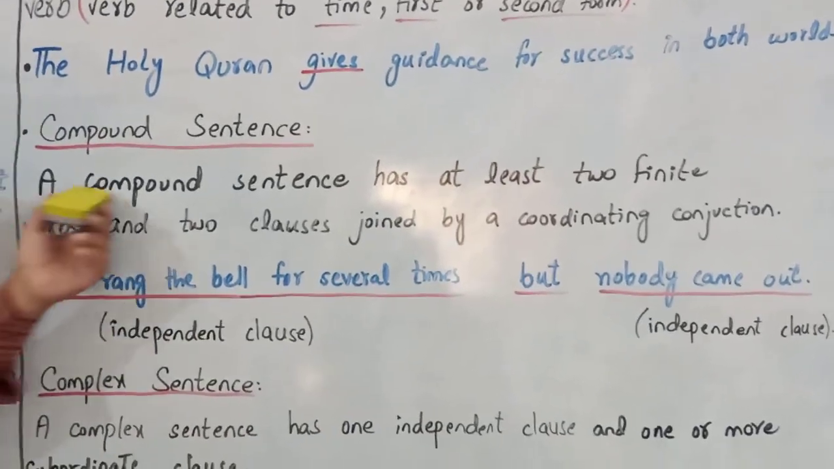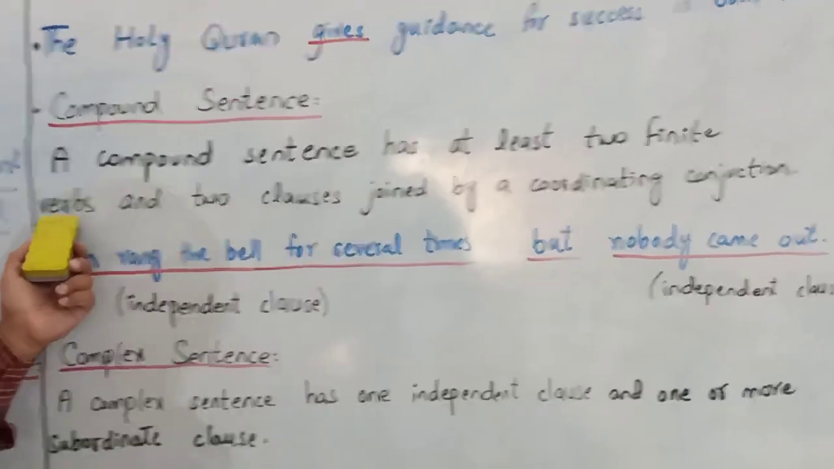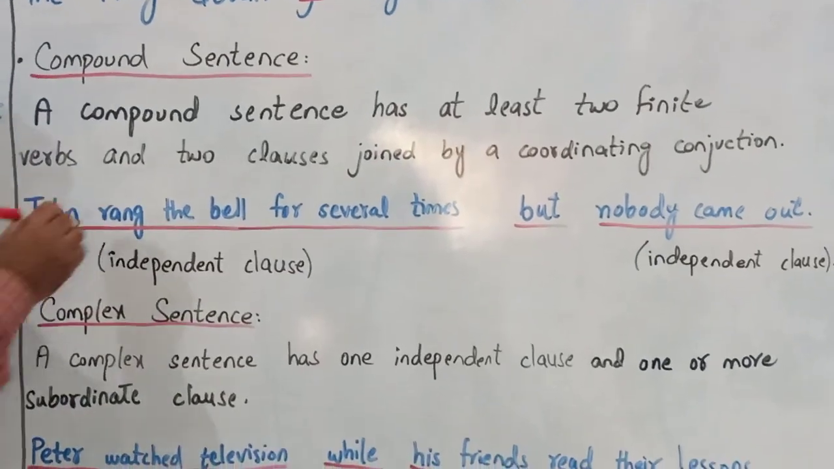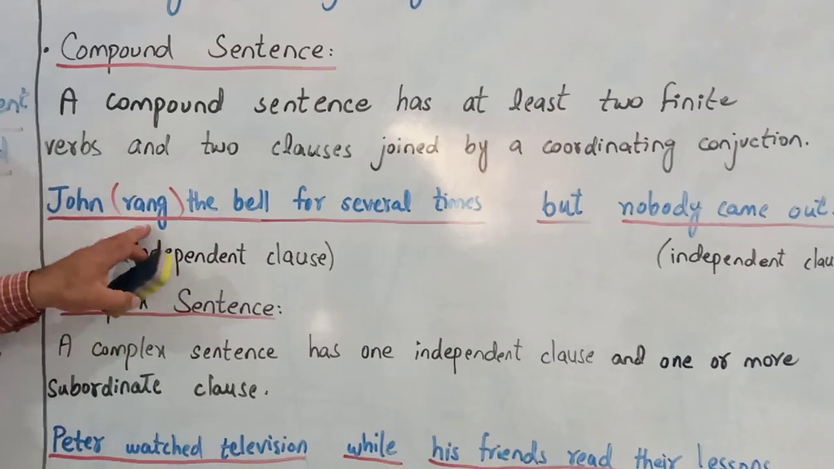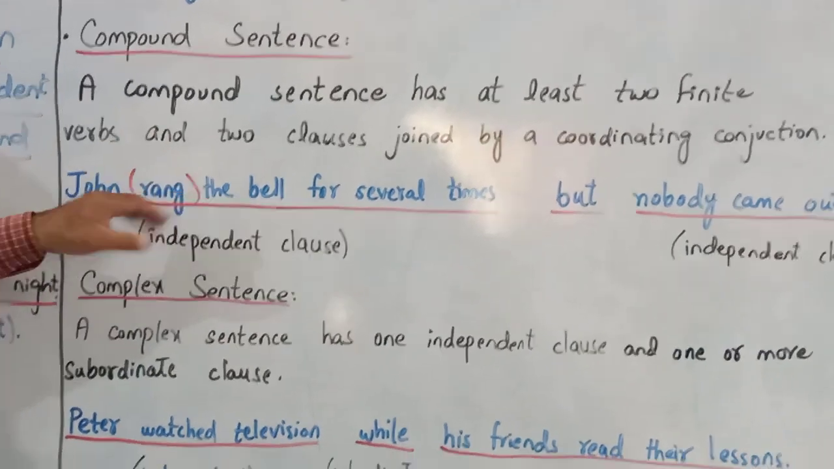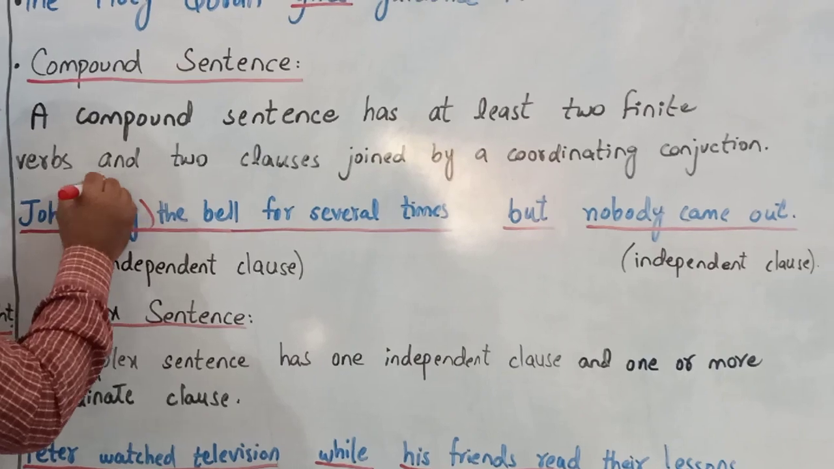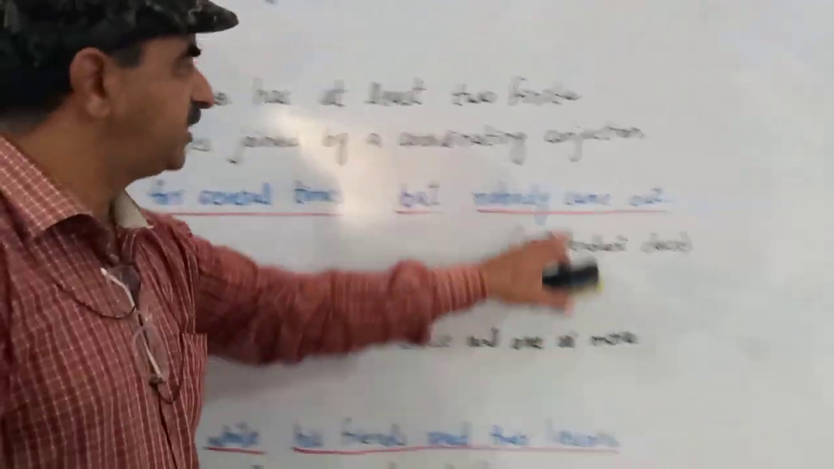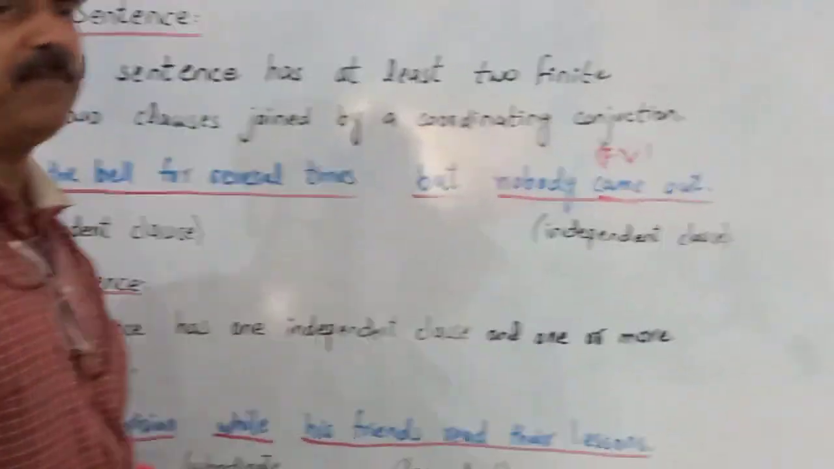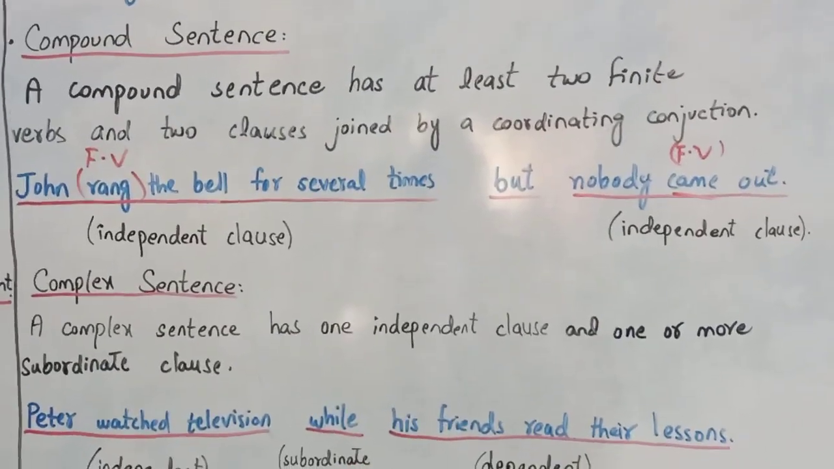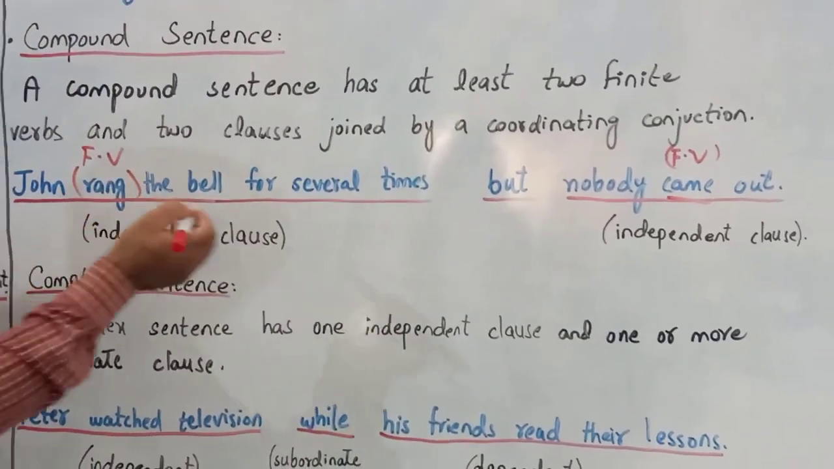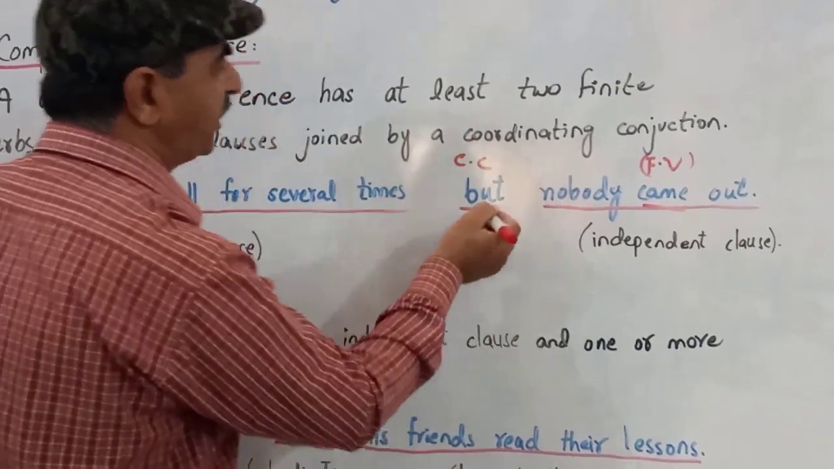Next one, compound sentence. A compound sentence has at least two finite verbs and two clauses joined by a coordinating conjunction. For example, this is rang, one finite verb. What is the first form of rang? Ring, rang, rung. It has a second form and a third form. Again, finite verb, FV. Next one, there is another finite verb. How many forms are there? Three forms, come, came, come. So it has two finite verbs and one conjunction, a coordinating conjunction. This is CC, coordinating conjunction.